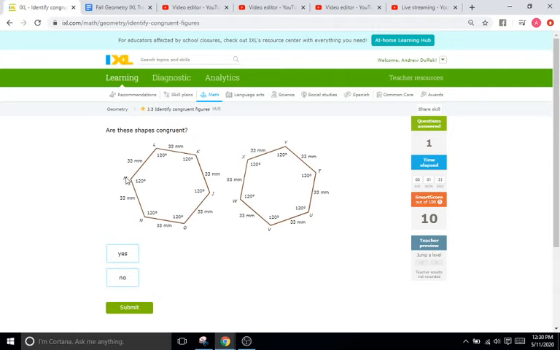Sometimes they'll give you the tick marks. Sometimes they will give you numbers. So it looks like here we have two hexagons, and all of these side lengths are 33 for both, so good. And it looks like all of the angles are 120, which is also good. So definitely congruent.